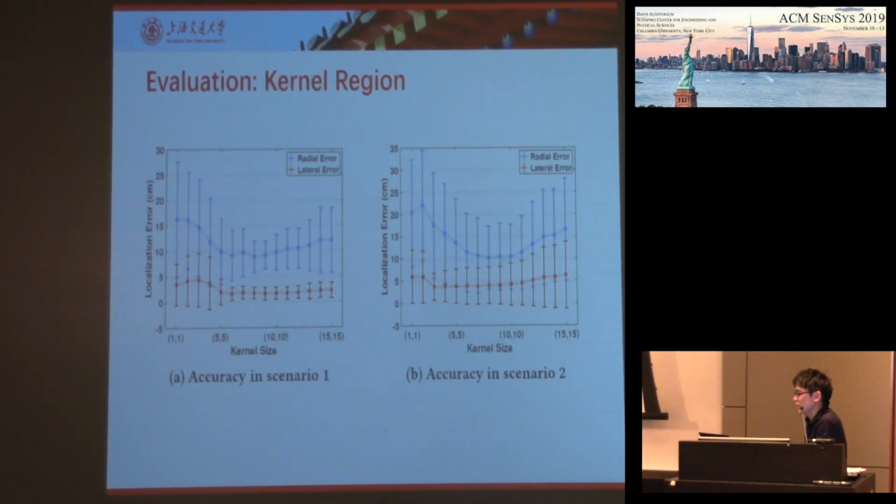Next, we evaluated the performance of kernel regions with different sizes. Here are the localization errors of different kernel regions in two scenarios. We find too large or too small kernel regions would undermine the accuracy, so we use the validation dataset to select the best fit kernel region for different environments.